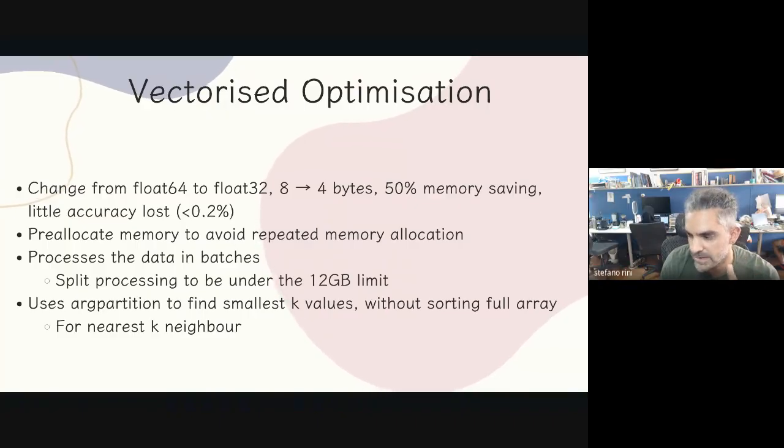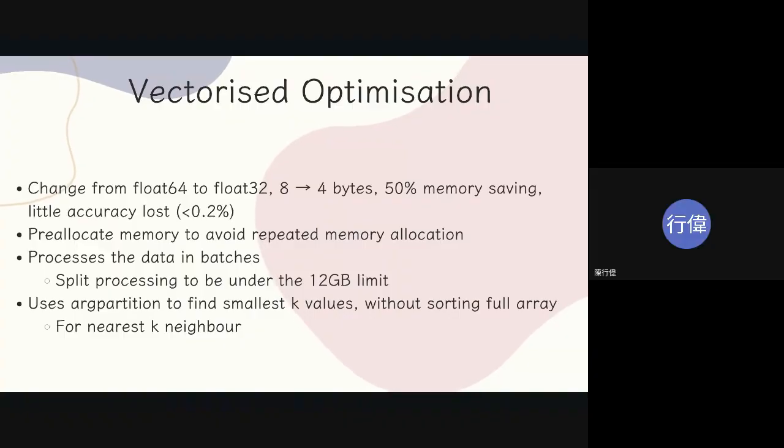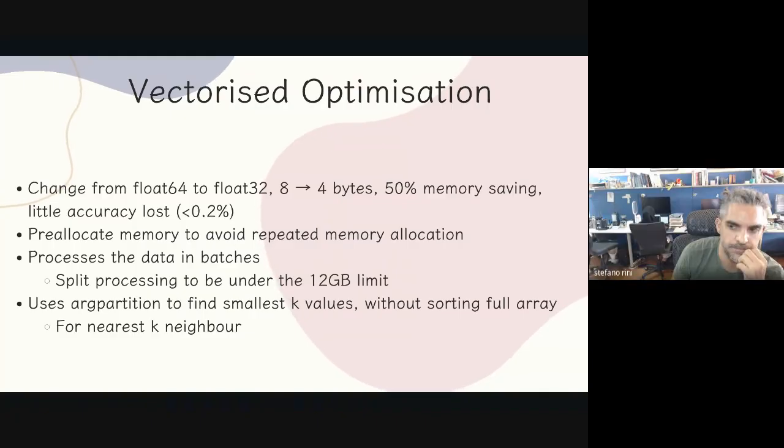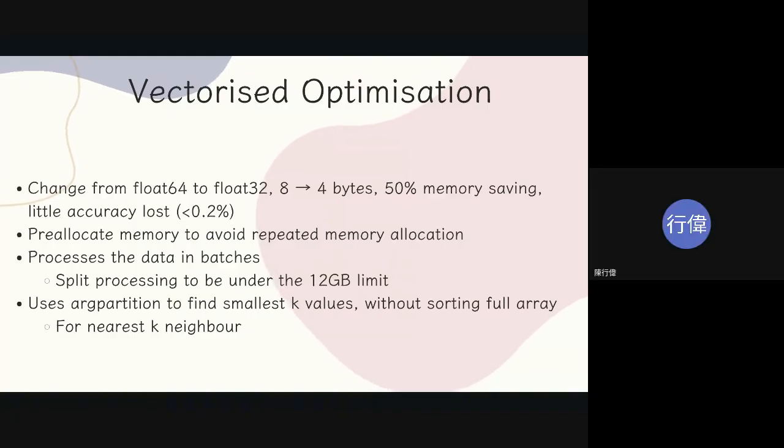Can you explain this again to me? Sure. For argpartition, instead of sorting the full array, let's say you have an array of 10 numbers, and you want to find the smallest number. The traditional method would be to sort everything first, and then take the smallest number, which will be the first value. But in this case, argpartition will not sort fully. It will just sort one part of the array and give you the smallest numbers, which is what you need for the smallest k neighbors. Okay. Yeah.